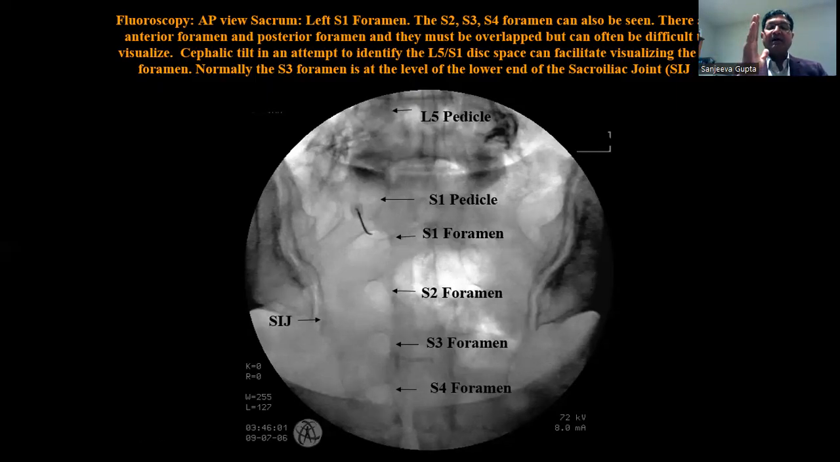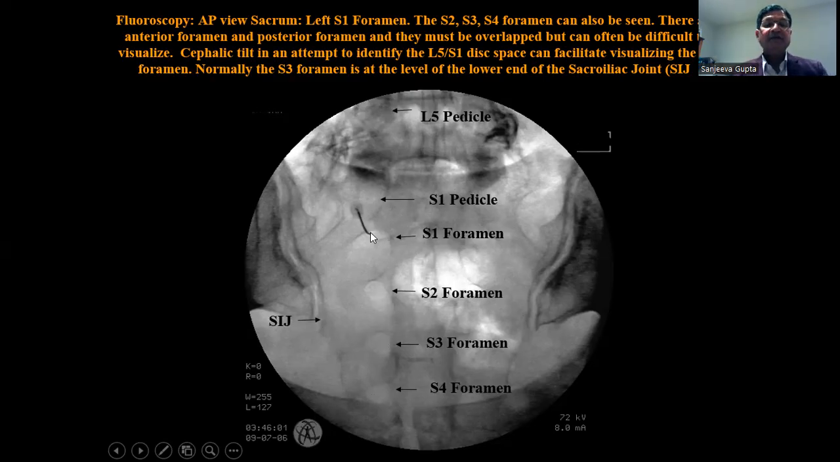And sometimes a slight right or left oblique rotation, a tiny bit, not much actually, maybe 2, 3, 4 degrees, depends upon individual patients, may also make it more visible. In this case, very luckily, I was able to see the S1 and S2 foramina, the S3 foramina you can see, and the S4 foramina. Normally, the S3 foramina corresponds to the lower end of the sacroiliac joint. If you're doing a sacral nerve stimulator, that's how you try to identify the S3 foramina.